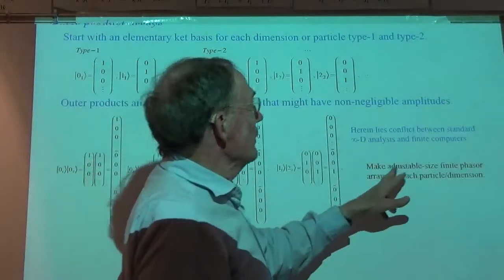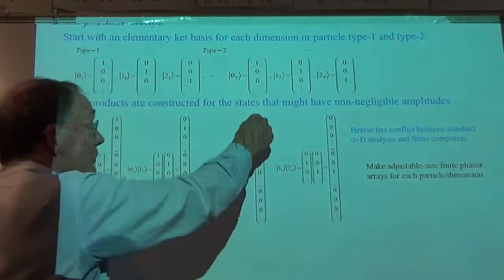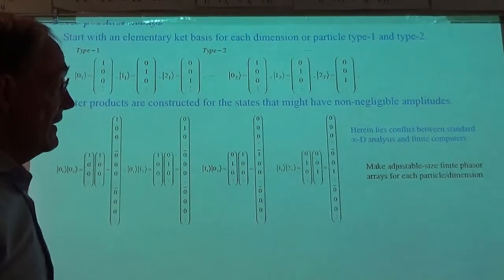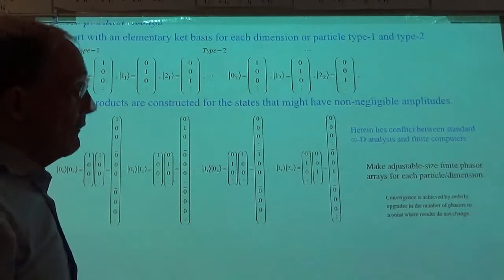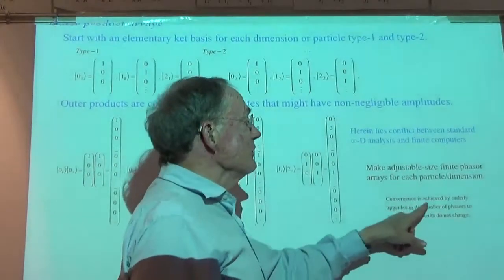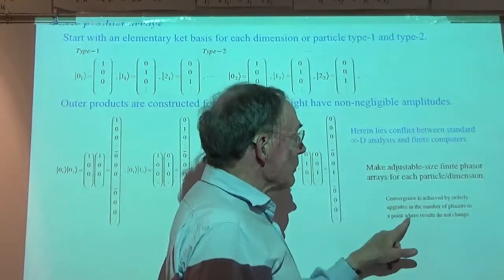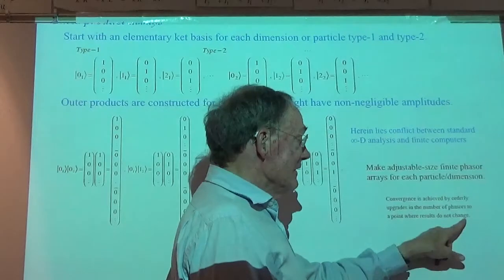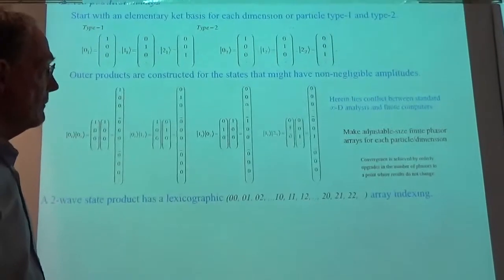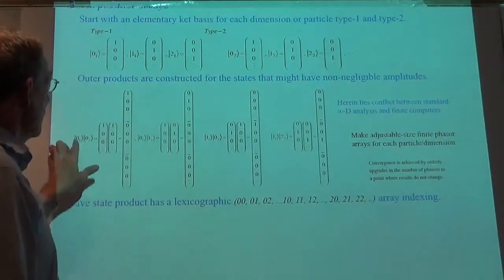So you have to make adjustable size finite phasor arrays for each particle dimension. Remember, these are complex numbers that are going into the state vector of this system. And what do you do? You run this thing until it converges. Convergence is achieved by orderly upgrades in the number of phases you actually include to a point where the results do not change. And then you can back off a little bit and do a whole lot of calculations that you can trust.